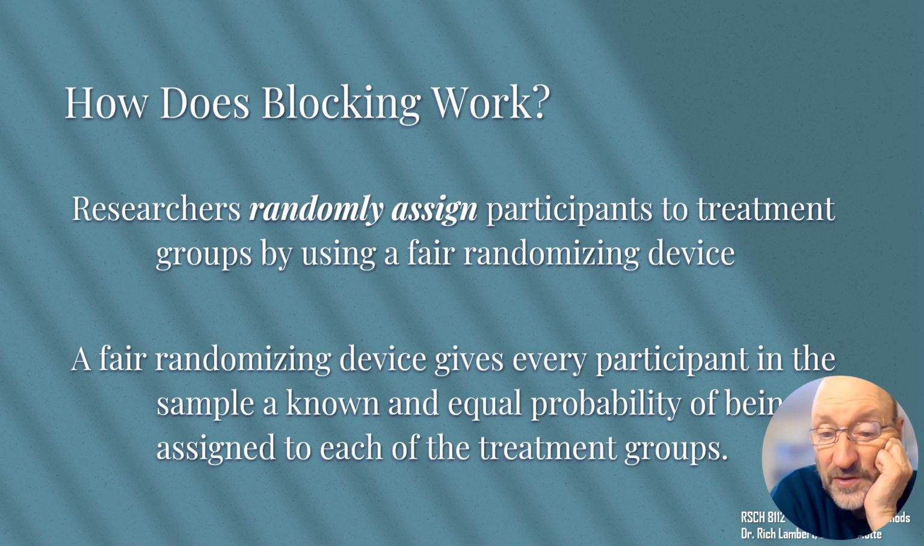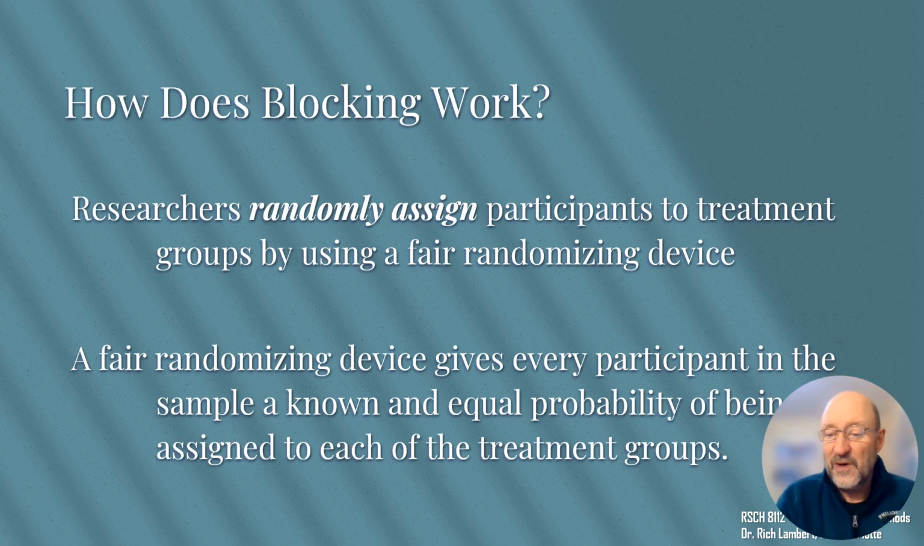So then researchers randomly assign participants to treatment groups, again, using a fair randomizing device, just like we were talking about before. And the randomizing device has to function according to all the same characteristics that we were talking about before. A fair randomizing device gives every participant in the sample a known and equal probability of being assigned to each of the treatment groups.